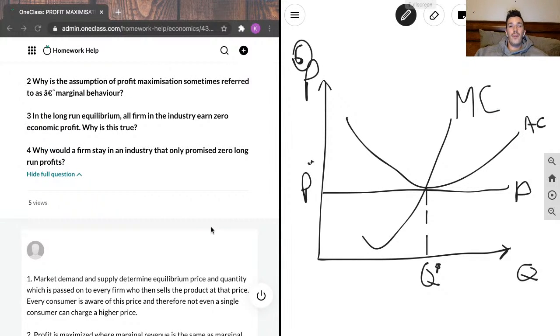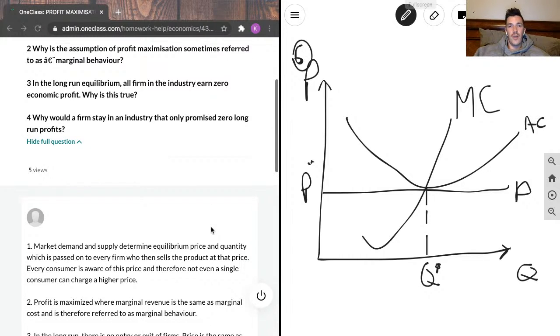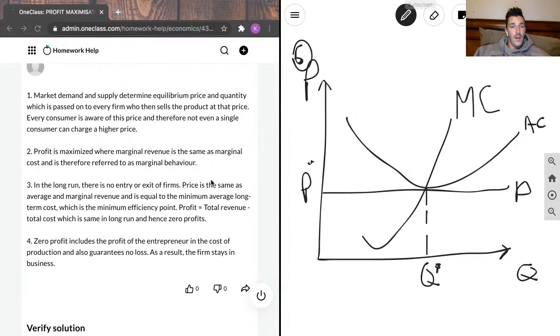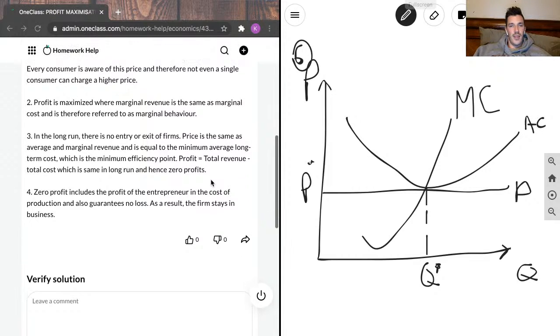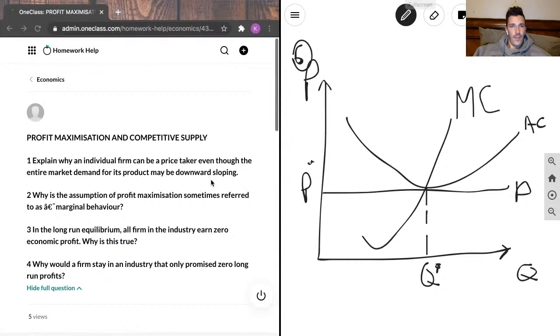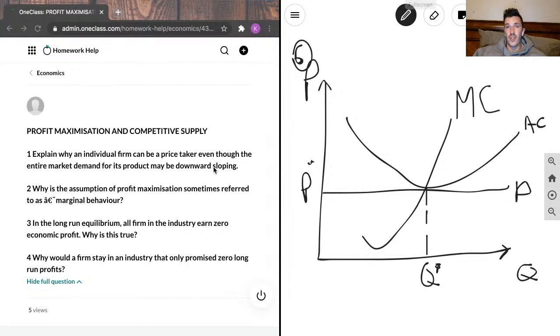4, why would a firm stay in an industry that only promised 0 long-run profits? Janine the Tutor said that 0 profit includes the profit of the entrepreneur and cost reduction, and also guarantees no loss. As a result, the firm stays in business. Don't have much else to add to that one. I think that's a good foundational question. And if you're interested in learning more, I would look into perfect competition.